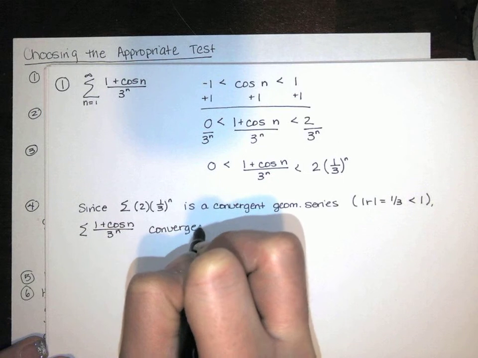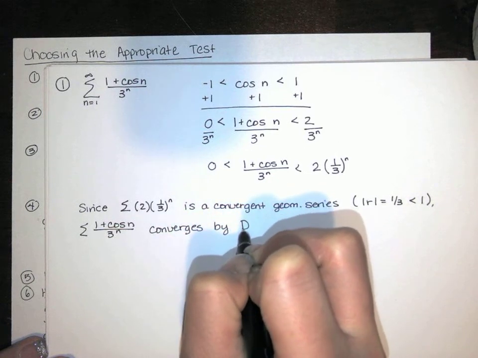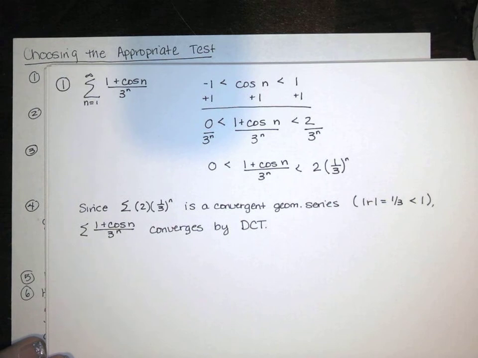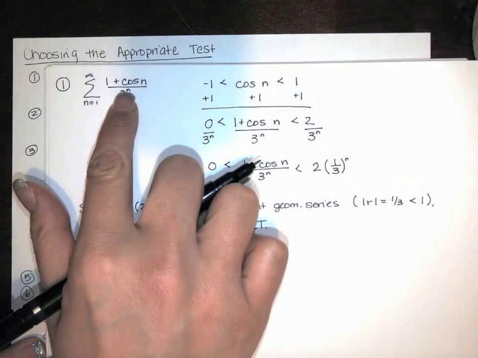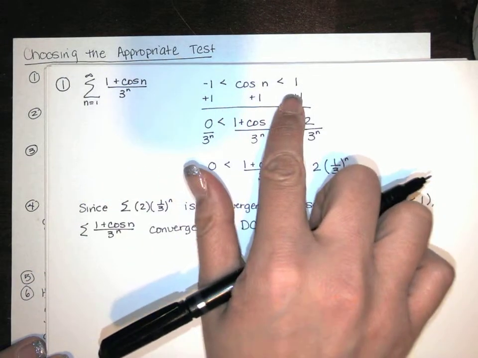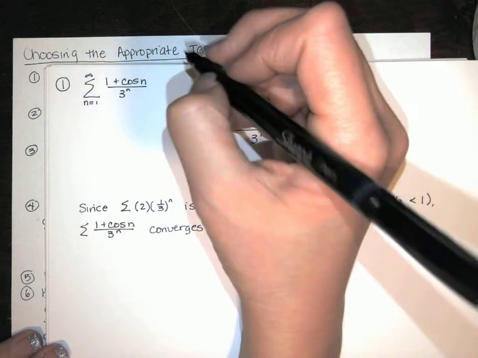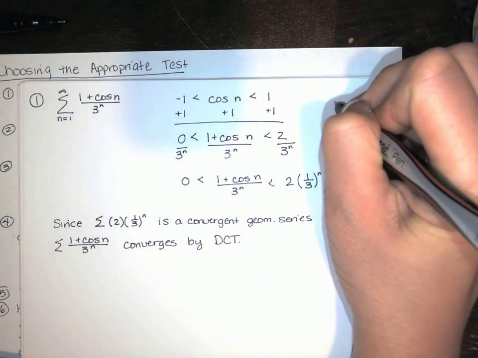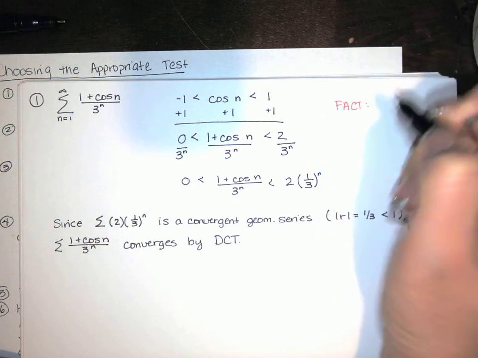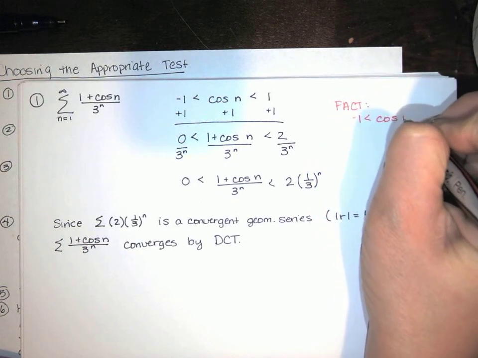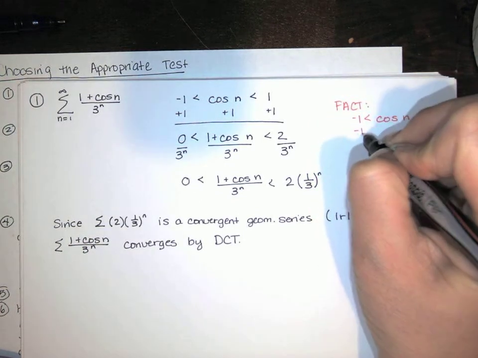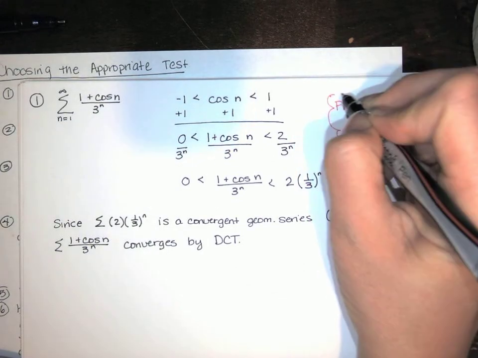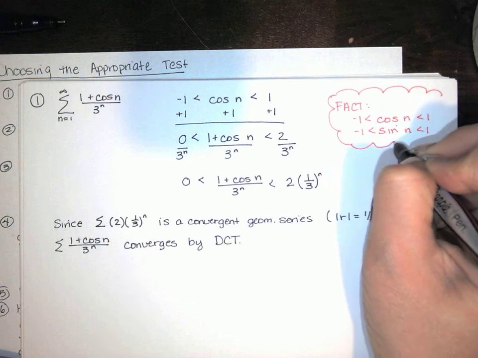And I will use the abbreviation DCT for direct comparison test. Okay, because it looked like a geometric series, but it wasn't a geometric series. And we used this fact that cosine of n is between -1 and 1. Another fact that you might use later when you're using the comparison test is that sine of n is always between -1 and 1. So keep that in mind when you're working problems.